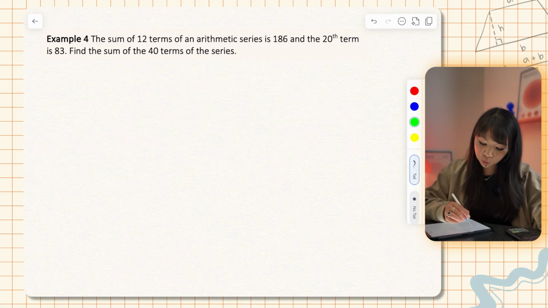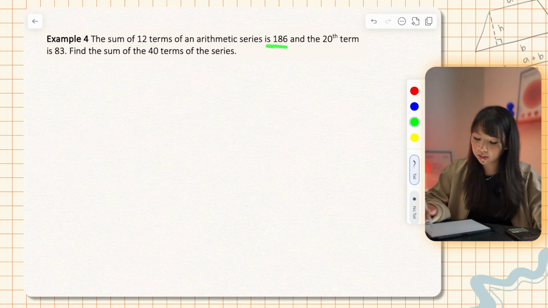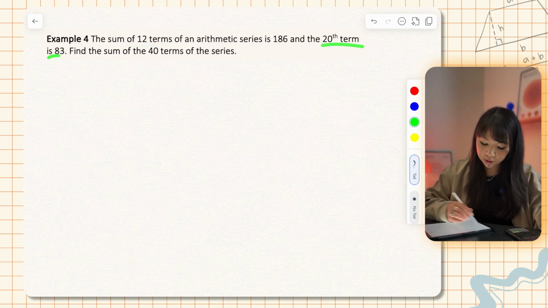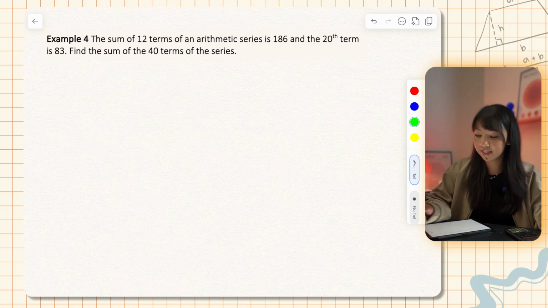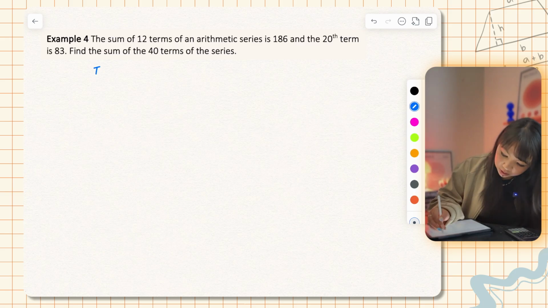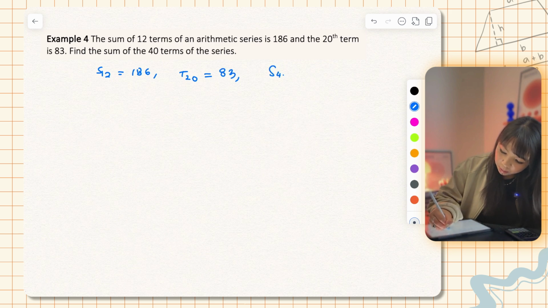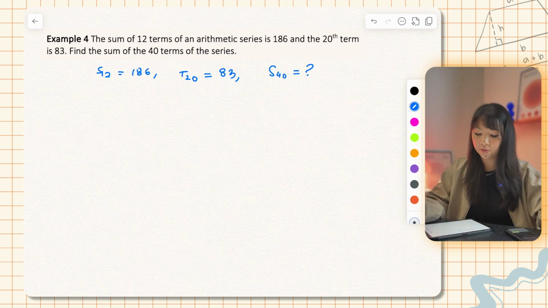Okay, example 4. The sum of 12 terms of an arithmetic series is 186 and the 20th term is 83. Find the sum of the 40 terms of the series. Let's go ahead and write down what we know. The sum of the 12 terms is 186, the 20th term is 83, and we're trying to find the sum of the 40 terms.